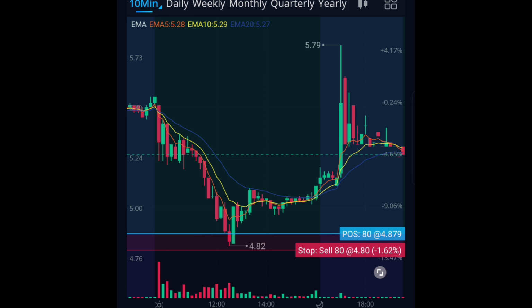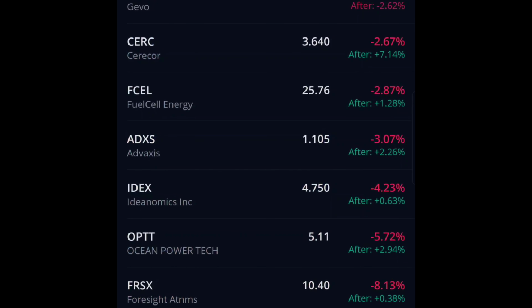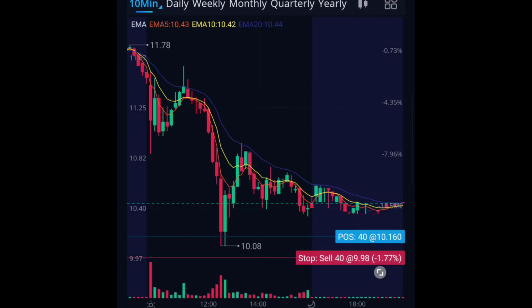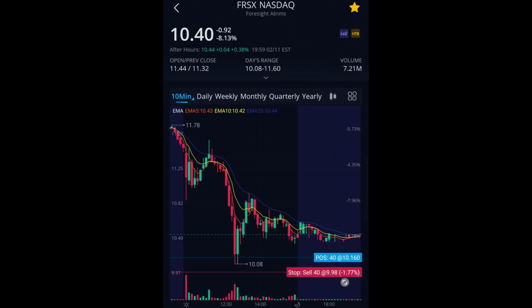Let's look at the other one that I bought into today, and that's this FRSX, Foresight. Sorry, I'm having a hard time seeing the screen here. In any case, FRSX.